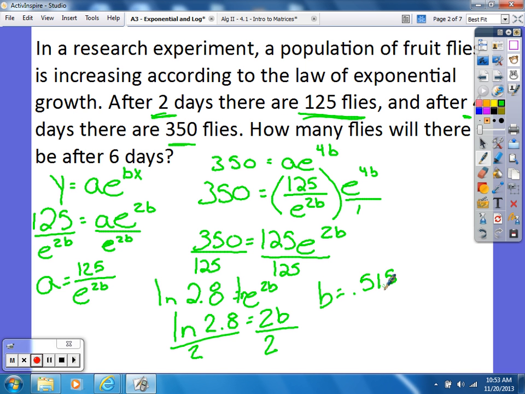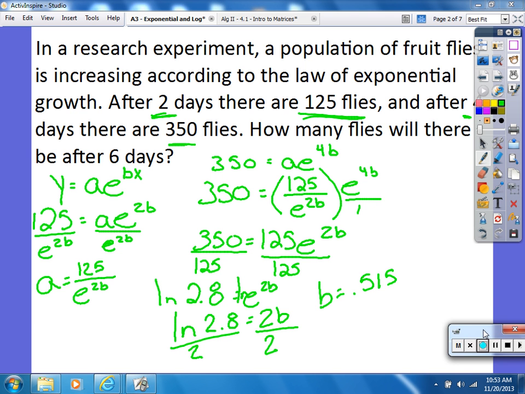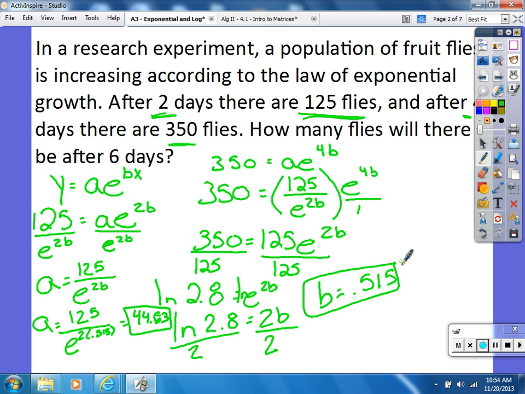So now what we did yesterday is, at the very end of the period, I said plug that in over here and get the letter A, right? So I'll move the recording device. We'll plug it in. So A equals 125 divided by e to the 2 times 0.515. And what do you get there? 44.63. Do you guys agree with Mallory? Does that make sense how we got A and B so far?